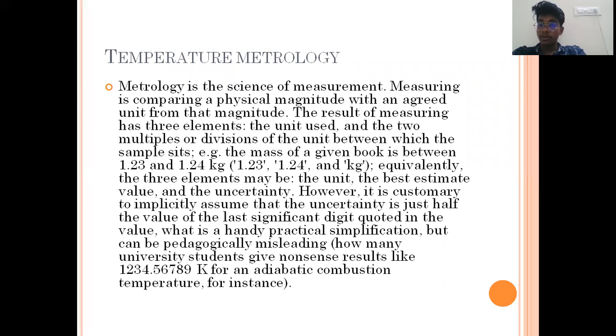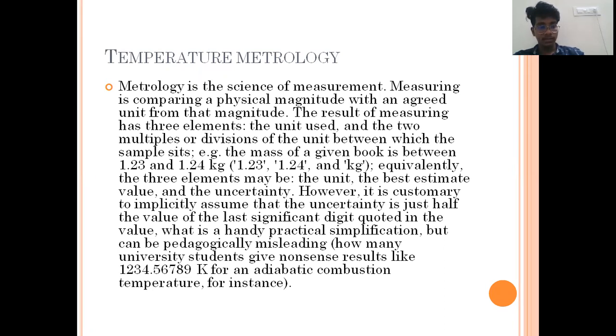And coming to temperature, metrology is the science of measuring, in comparison of a physical magnitude with an agreed unit of that magnitude. The result of measuring has three elements: the unit used and the two multiples or divisions of a unit between which the sample sits. For example, the mass of a given book is between 1.23 and 1.24 kg. Equivalently, the three elements may be the unit, the best estimate value and the uncertainty.